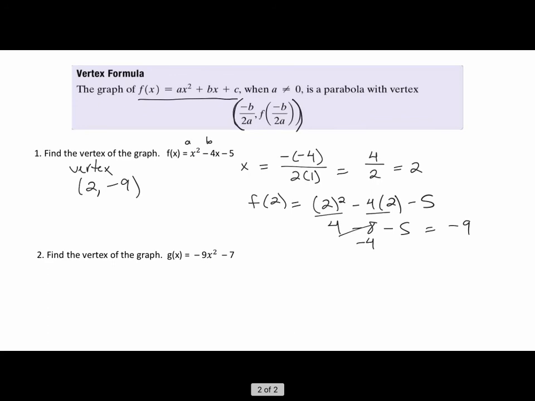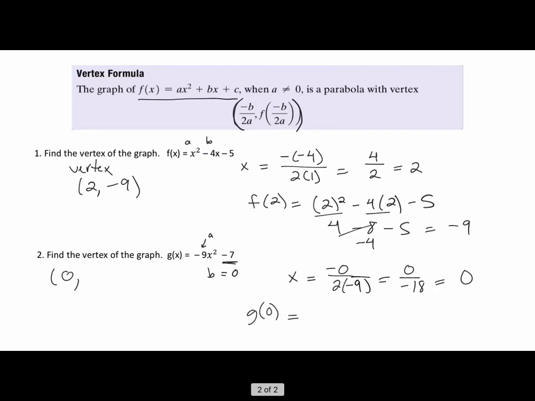For number 2, find the vertex of the graph. We identify that a is negative 9, and this is c, so there is no b. b is 0 here because there is no x term. It's been zeroed out by a 0 coefficient for b. So x equals negative 0 over 2 times a. And really, I don't care what 2 times negative 9 is, because 0 divided by anything is 0. So the vertex here will have 0 for x.